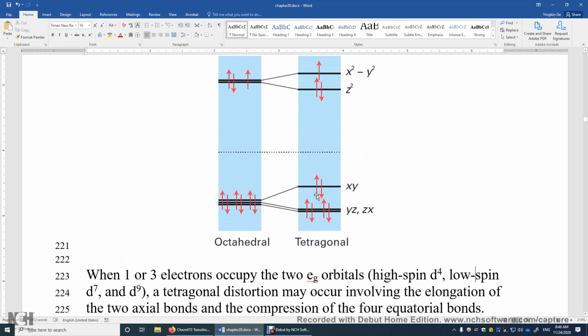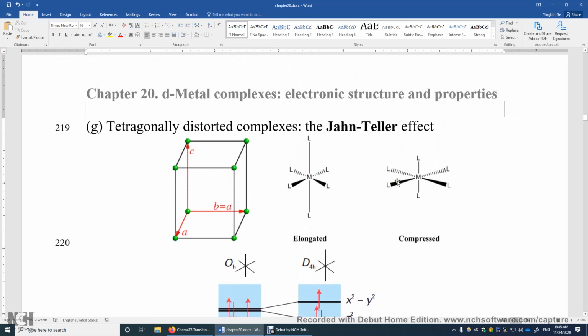So if only one electron is here, it's going to occupy this dxy orbital. And you have this case. All right, only one electron occupying the dxy orbital. You need to elongate 1, 2, 3, 4. There are 4 bonds in the xy plane, when this xy plane corresponds to z equals 0.